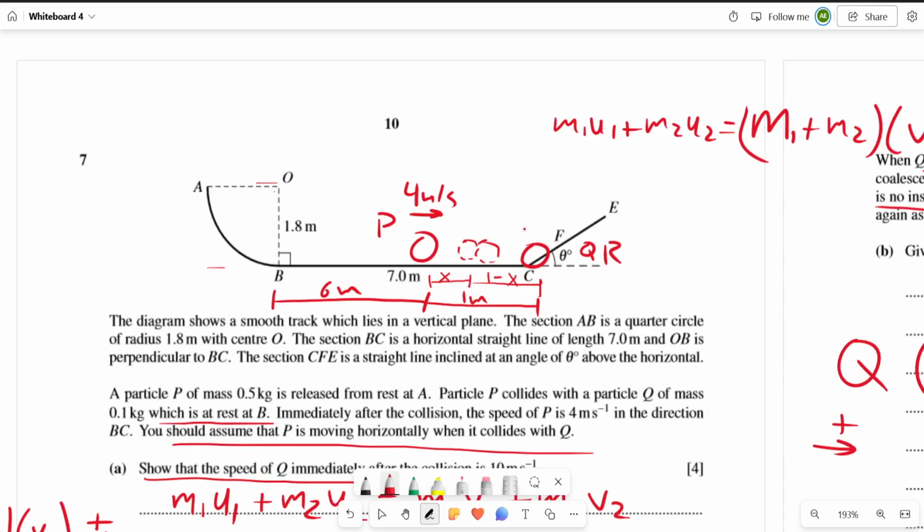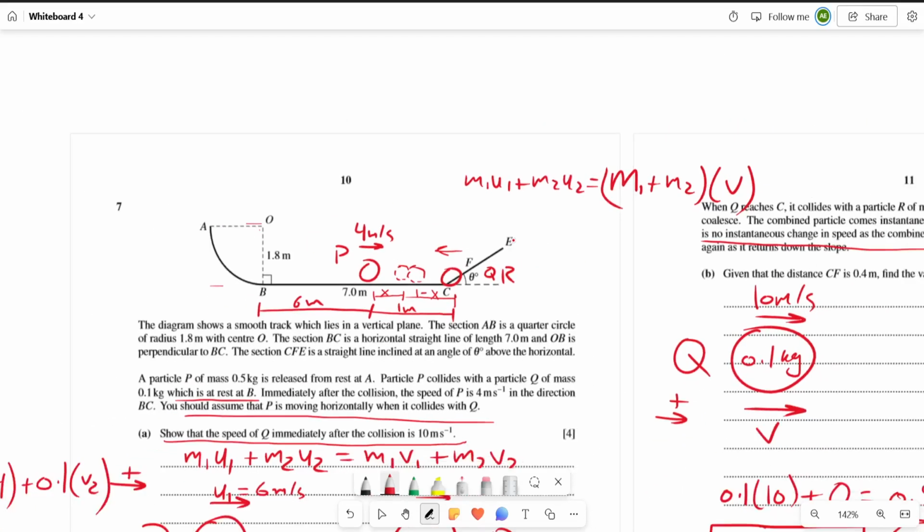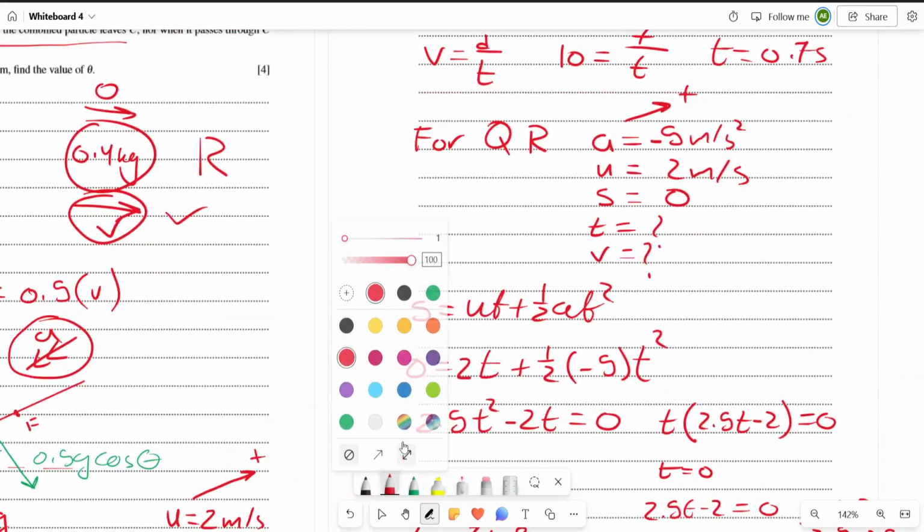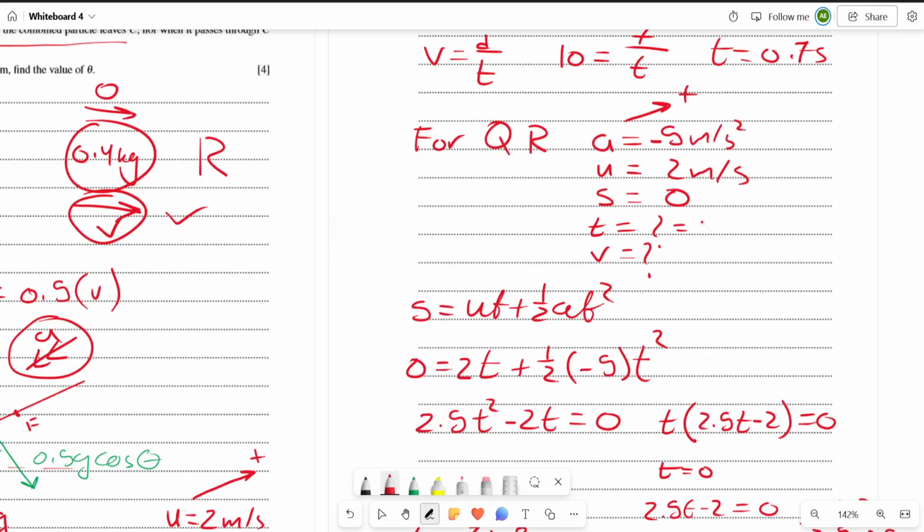Now what I need to know is the speed of QR. QR is going to be moving to the left. Let's try to calculate the speed of QR, and we were on the right track to do it from here. So now we know that t was 0.8 seconds. We want to know what v is now.